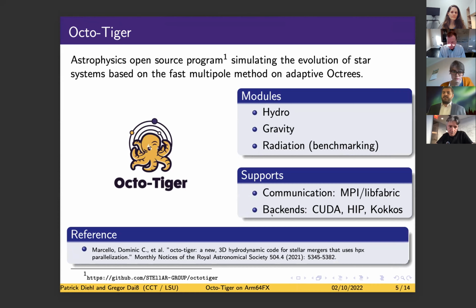And for communication, we can use MPI and libfabric, and we have backends for CUDA. We have a HIP backend for AMD GPUs, and we recently added Kokkos, so we are more hardware independent with our kernels. And in this talk, we will focus on how we were using Kokkos to get our code run on Ookami. And here you see the reference, the benchmark and introduction of the paper, and Octo-Tiger's logo.